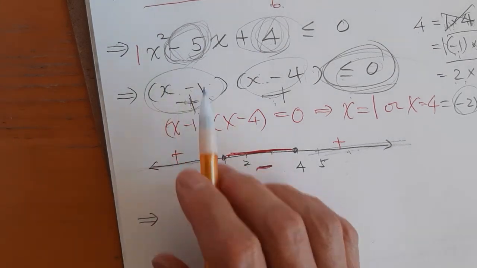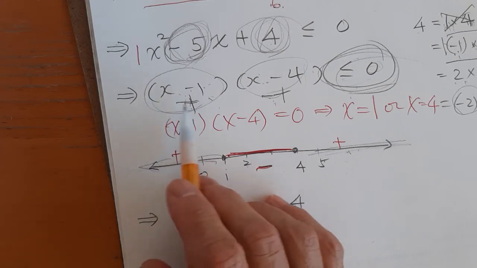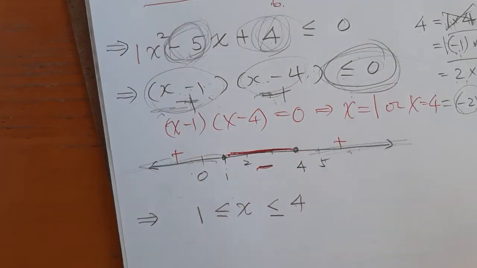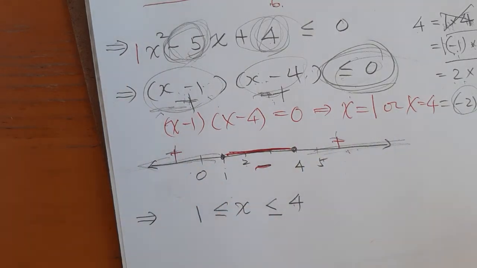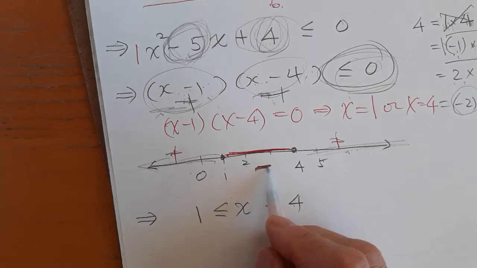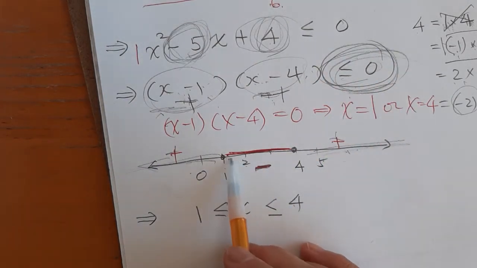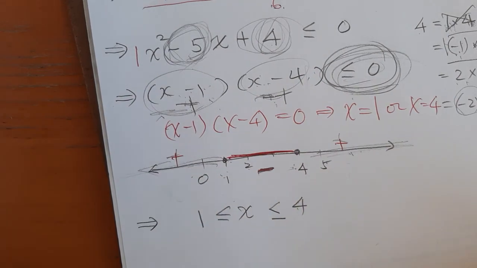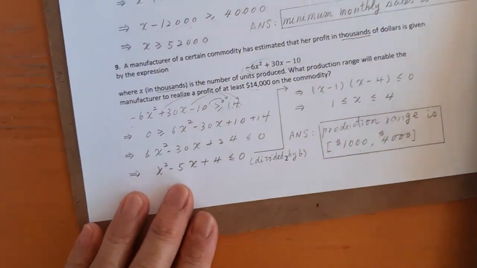Plug in 0, which is less than 1. For a number less than 1, minus 1 is negative, and minus 4 is also negative. Negative times negative is positive. So the two sides you can mark with a positive sign, and the between is a negative sign. So the answer for less than 0 will be between the two numbers. The question asks you for which intervals.